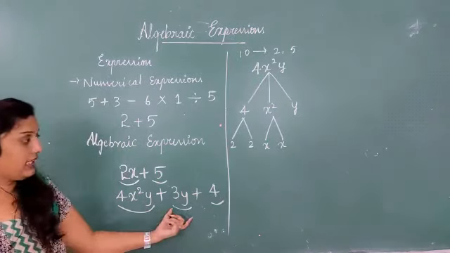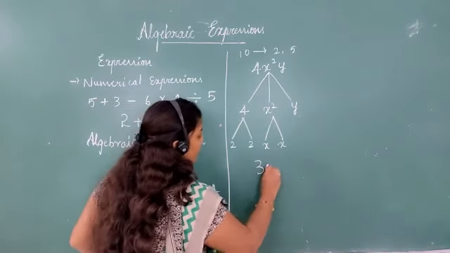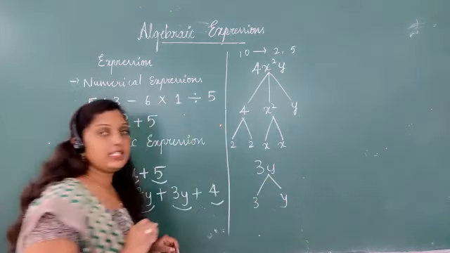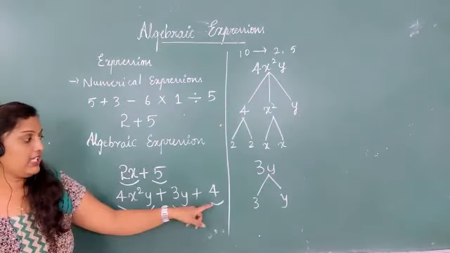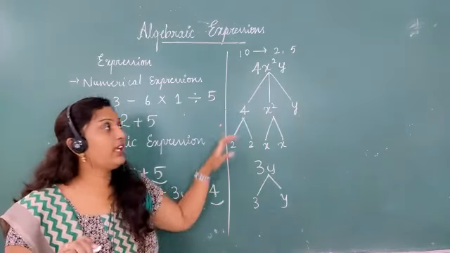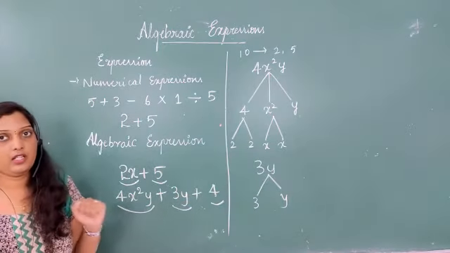Next we have 3y. So what are the factors of 3y? Just 3 into y. These are the factors of 3y. And the last one is a constant, so it will be as it is. So this is how we write the factors of a term.